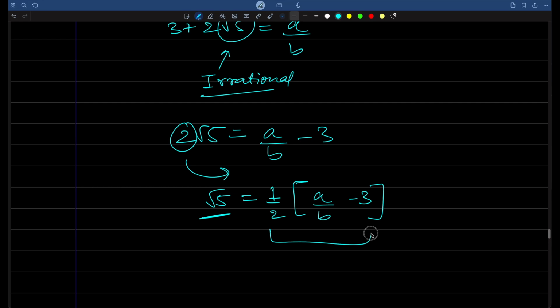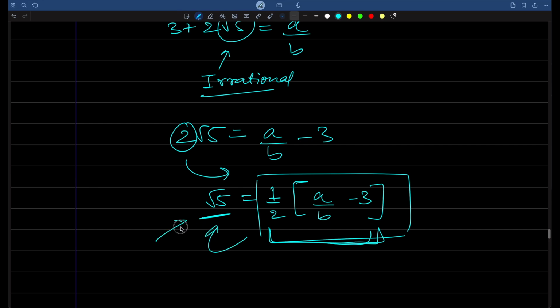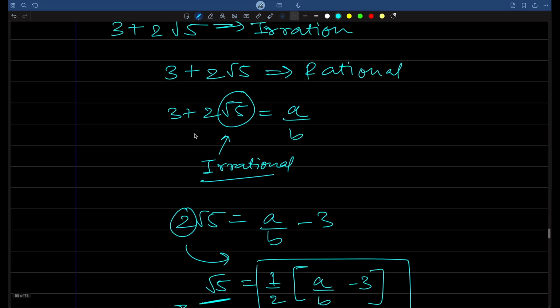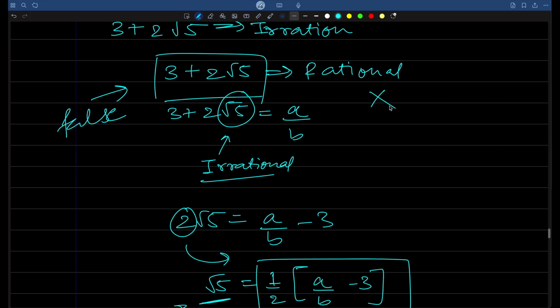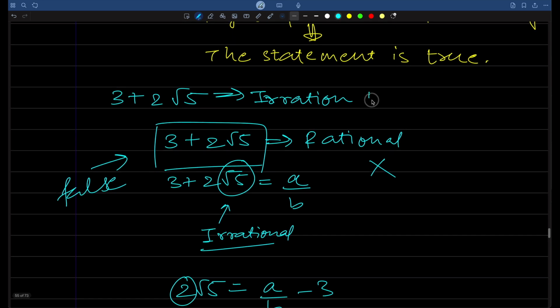We have assumed that this is a rational number, so we will try to prove that this is not a rational number. Hence the assumption that this is a rational number is false, and hence the given statement that 3 plus 2 root 5 is irrational is true. So let us start the proof.